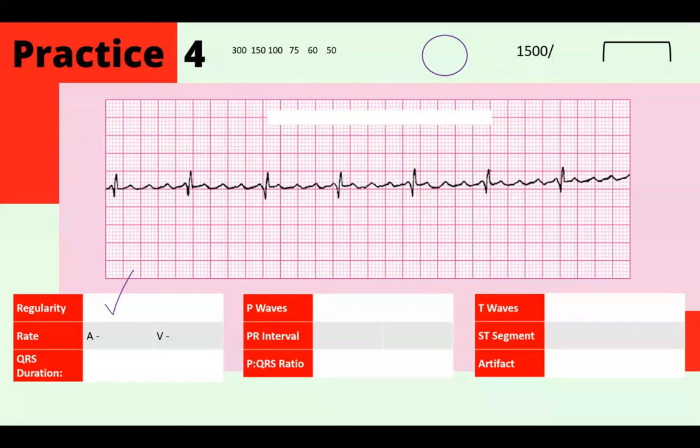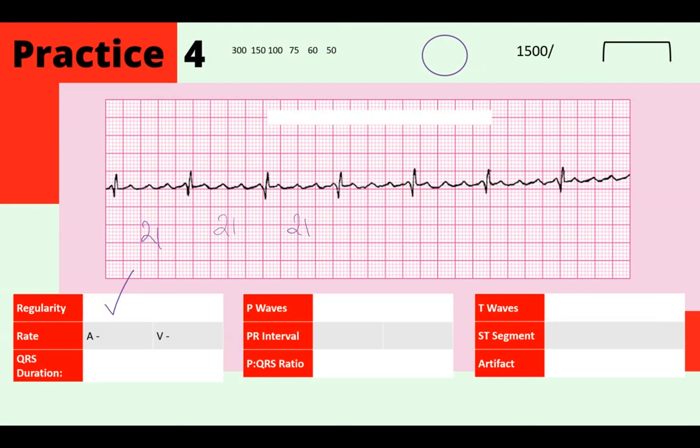So let's count some small boxes. I've got 5, 10, 15 plus 4, 19, 20, 21 small boxes here. Let's check the next one. 5, 10, 15, 20 plus another 1. Sure, 21. Almost 5, so 4, 5, 10, 15, another. Yep, so they're all within 2 small boxes. So this does check out. It's a regular rhythm. Remember, you want to train your brain to look at regularity quickly at a distance and then zoom in just to check your work.